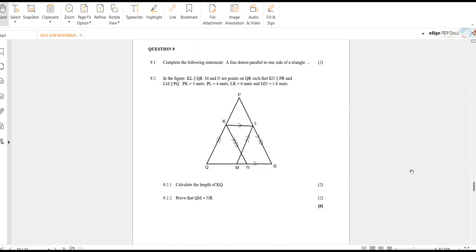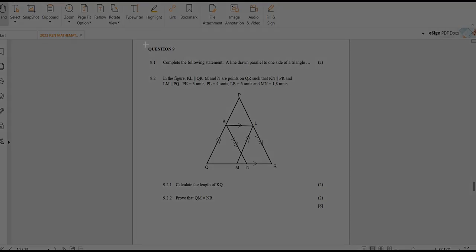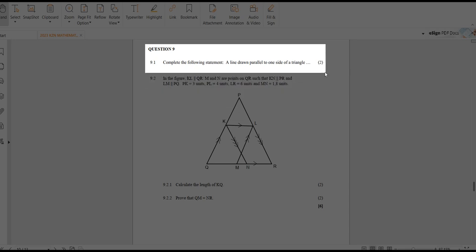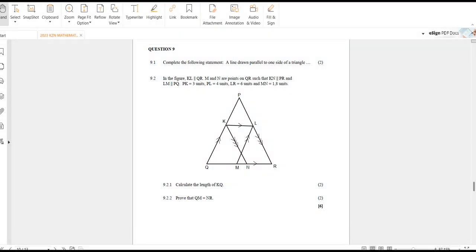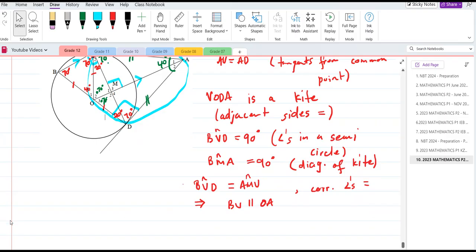Question 9. Let's do question 9. Looks simple though, just 2 marks each.